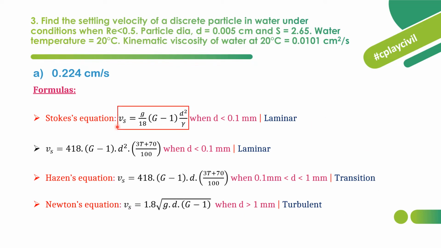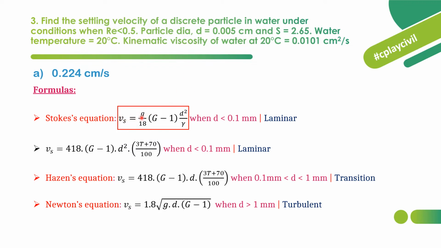So first equation, that is Stokes law, will be applicable to laminar flow conditions when the diameter of particle is less than 0.1 mm. So here we have the diameter of particle 0.005 centimeter, which is much less than 0.1 mm. So that means we can use this formula for this kind of problem.